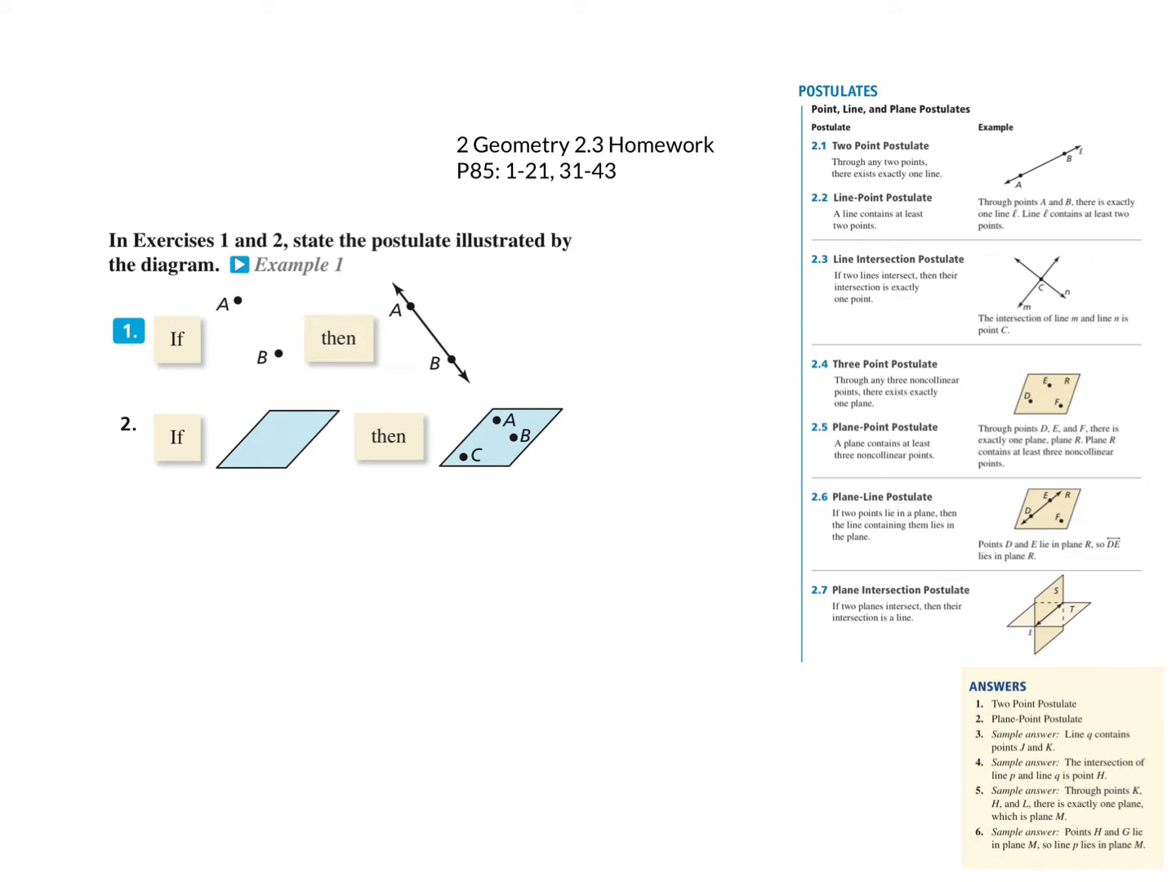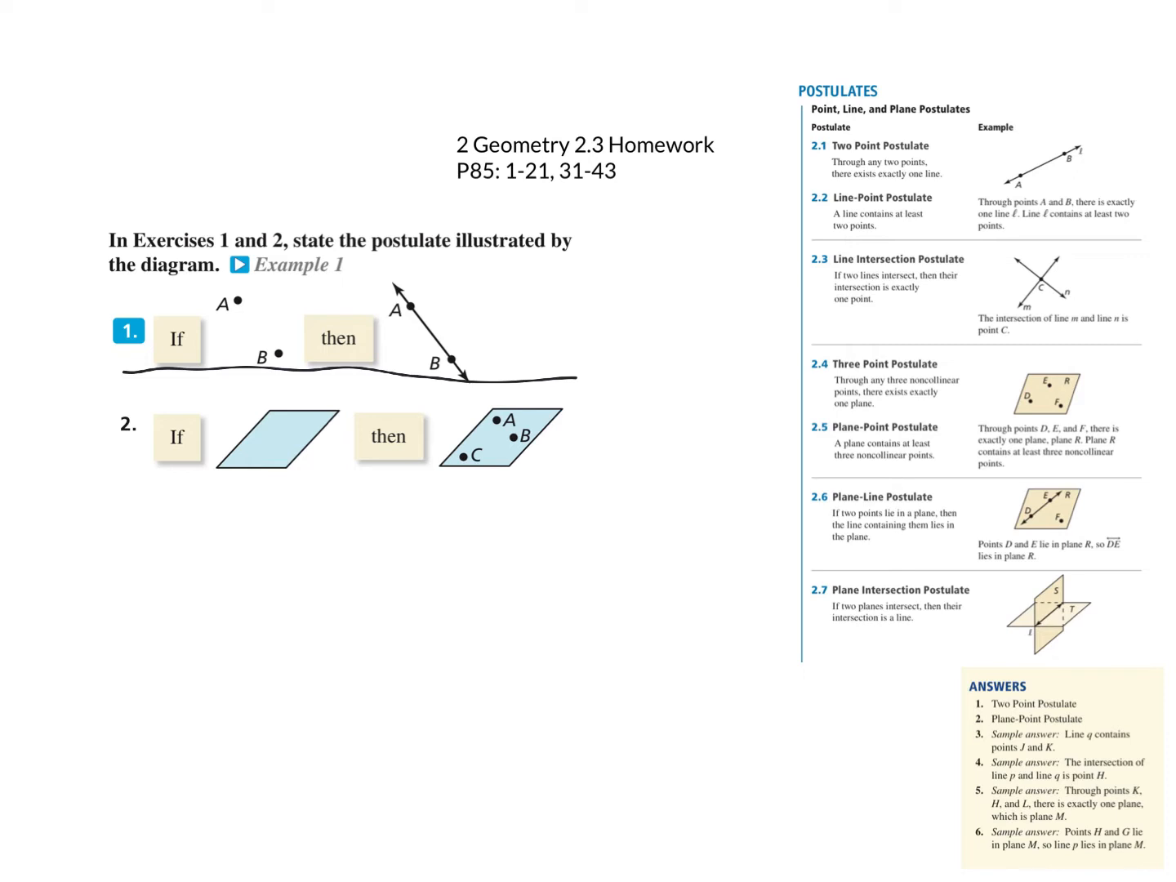So number one, it says state the postulate illustrated by the diagram. As we look at this, if you have 2 points A and B, then you have a line that goes through them. Try not to look at the postulates and figure these out, but if you need to look at the postulates, go ahead. But do not look at the answers until you're done.